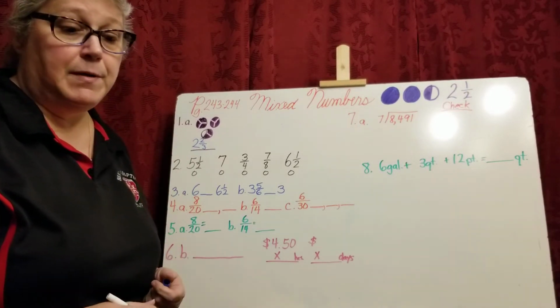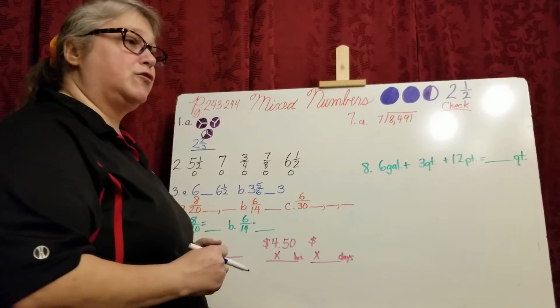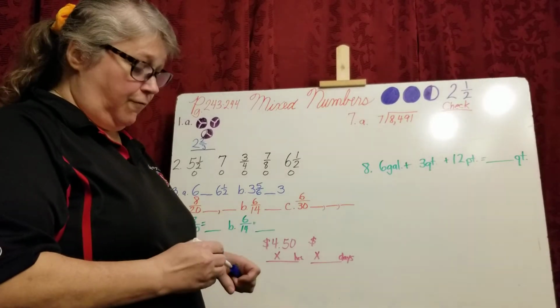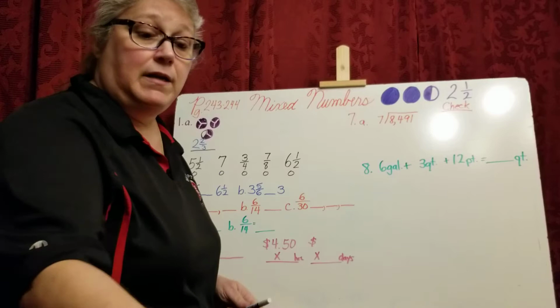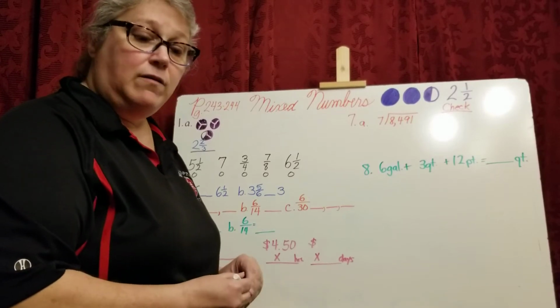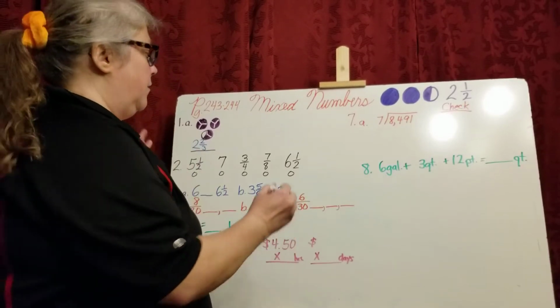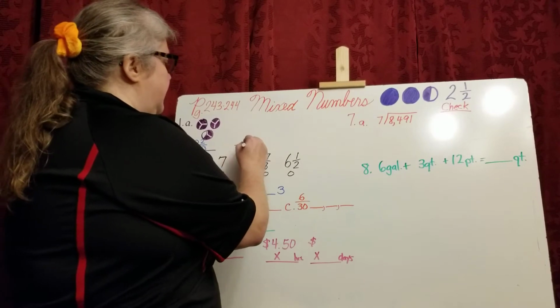Go ahead and look at B. You see some squares divided into 4s. How many do we have there? Go ahead and work B, and I want to see if you get the same mixed number as I have.